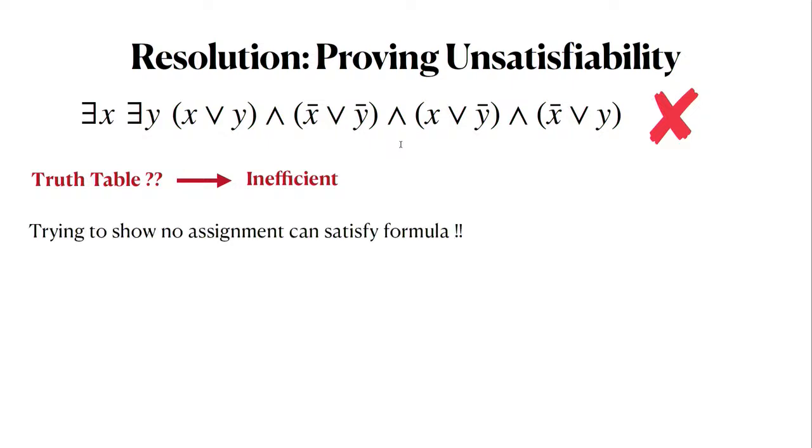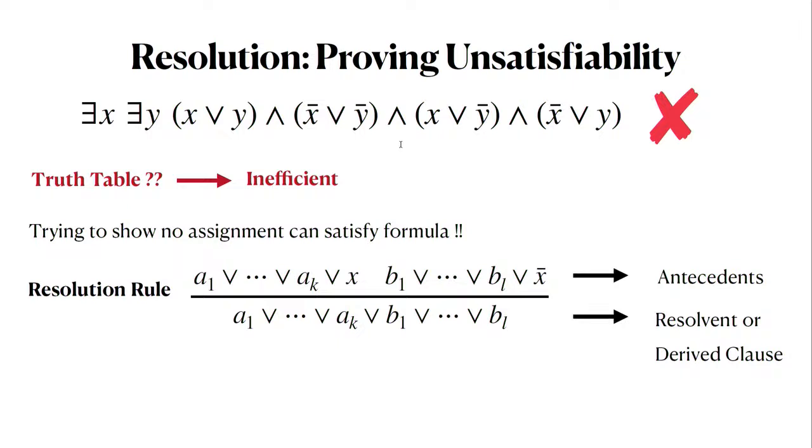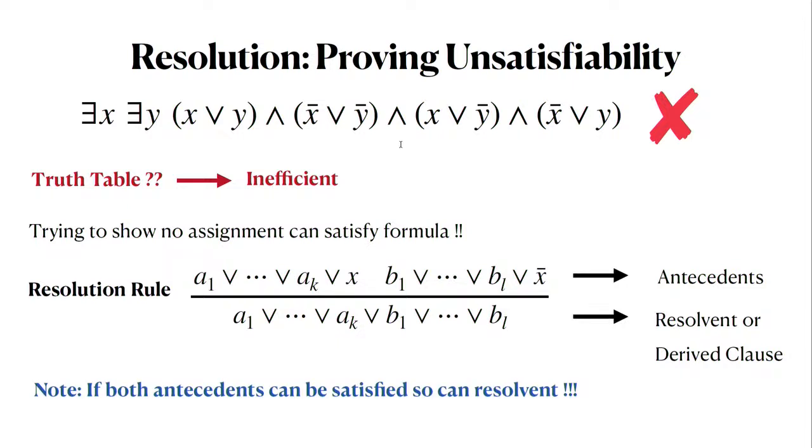But is there a better way? What we are trying to show is that there is no assignment such that we can satisfy the formula. To do that, there is a rule which we call the resolution rule. Suppose I have a clause a1 up to ak or x in my formula, and a second clause b1 up to bl and x bar. I can resolve them to get all the a's and all the b's, throwing away x and x bar, and I can add this new derived clause to my formula in a manner that if my original formula was satisfiable, adding this derived clause to my formula is still satisfiable.